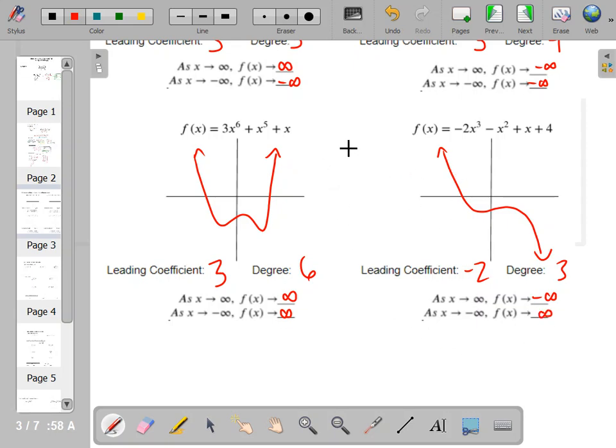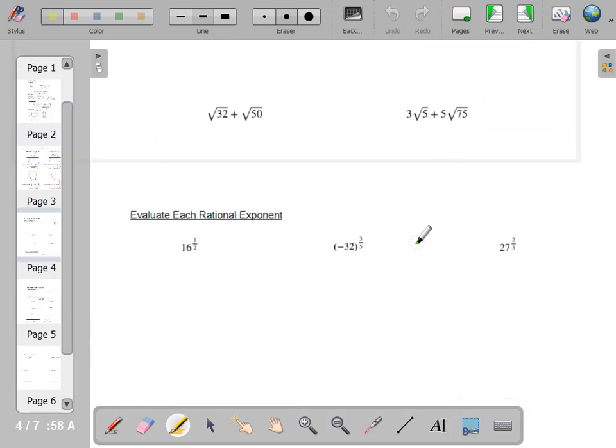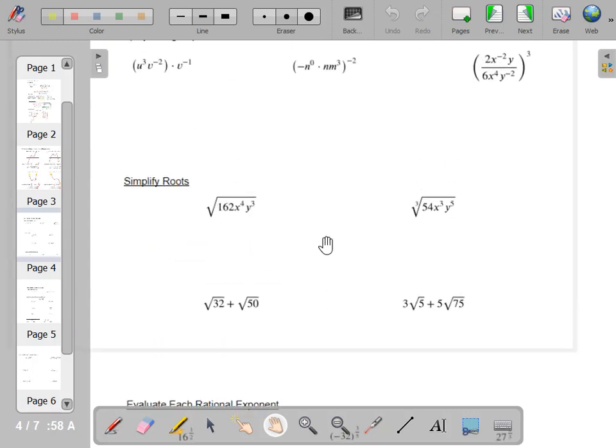So that's end behavior. We're just describing it using what we know. You could graph the actual functions if you want, but I can promise you the end behavior is all we're looking at here, and it's going to follow this pattern. All right, let's see what else we got.